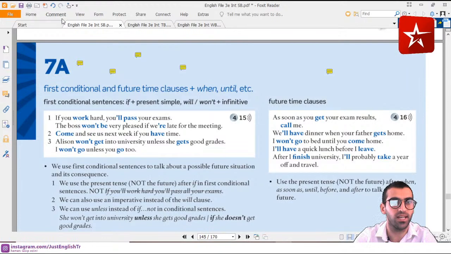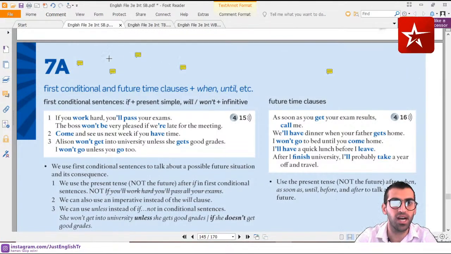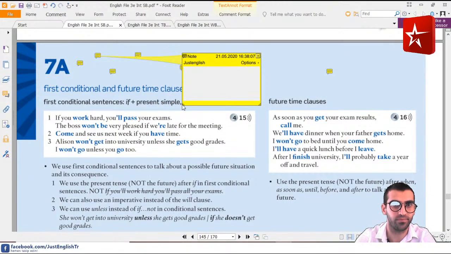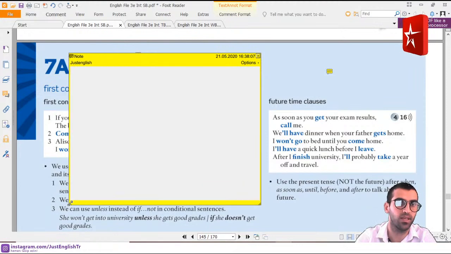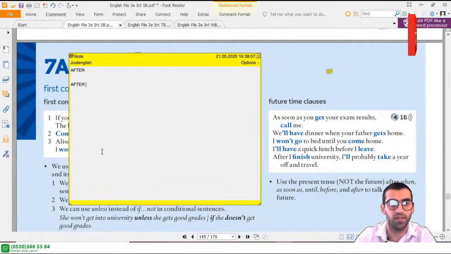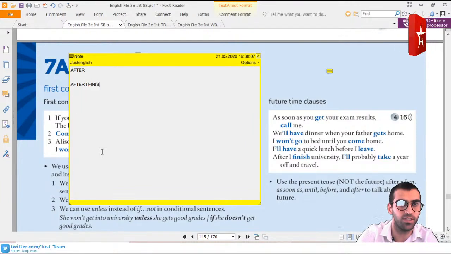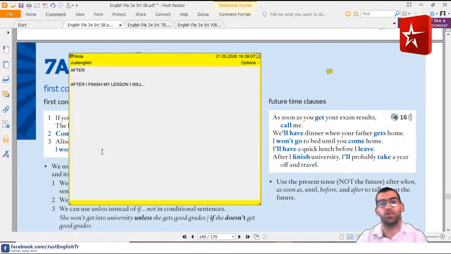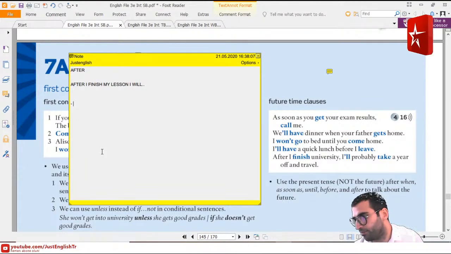After, let's make different sentences by using after for first conditional sentences. For example, after. How can we use after? After I finish my lesson. After I finish my lesson, I... what? I will what? After I finish my lesson, I will blah blah blah.